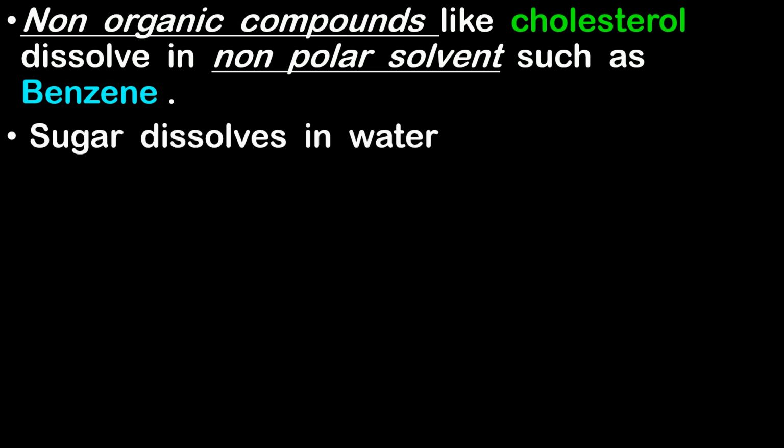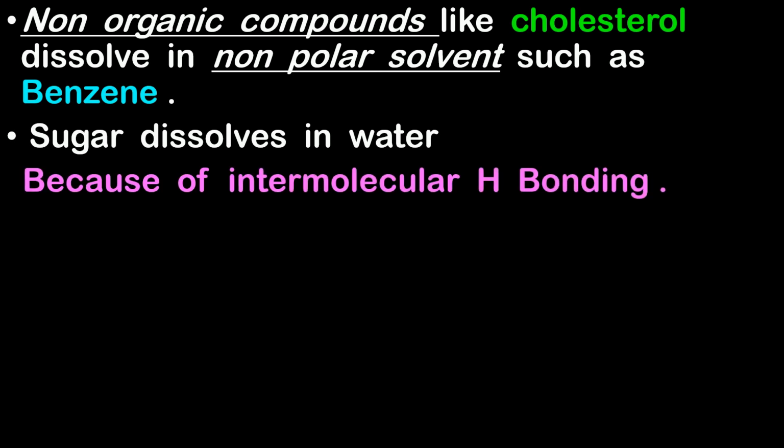And sugar dissolves in water. Now this is the important point. When sugar dissolves in water, because of intermolecular hydrogen bonding, even the intermolecular hydrogen bonding is responsible for dissolving a solute in a solvent. Clear with this?